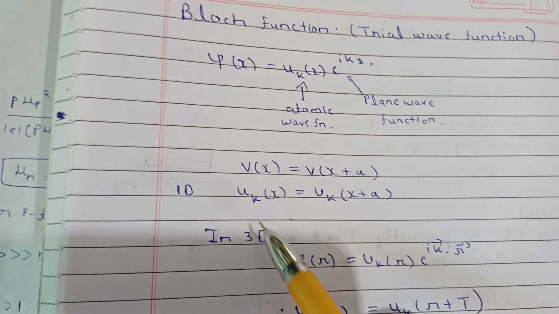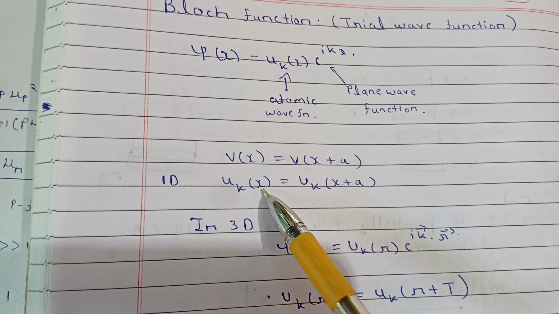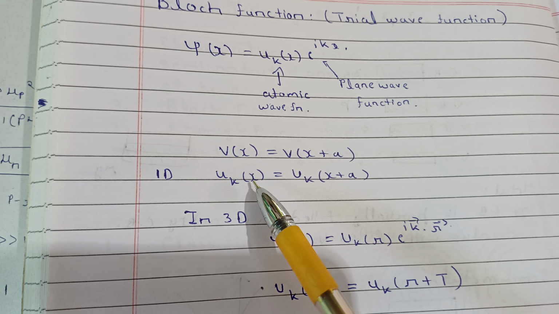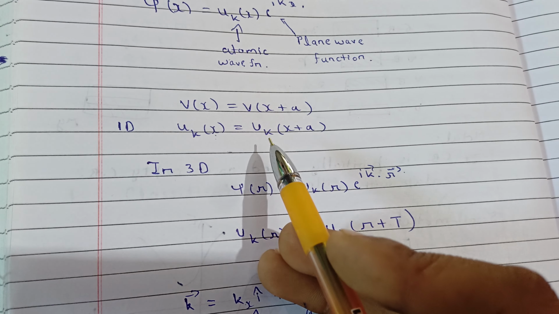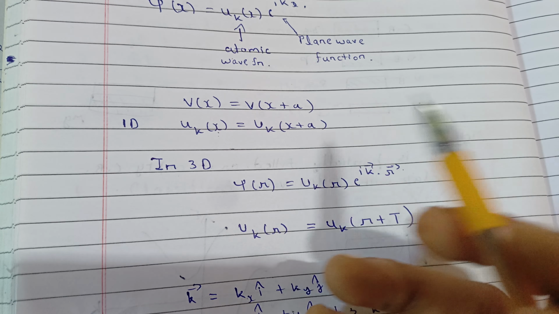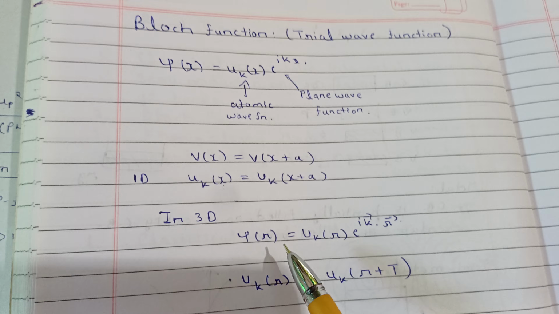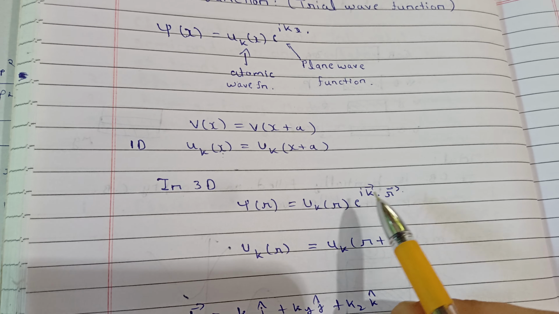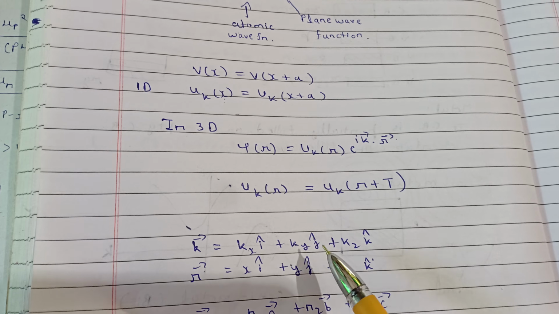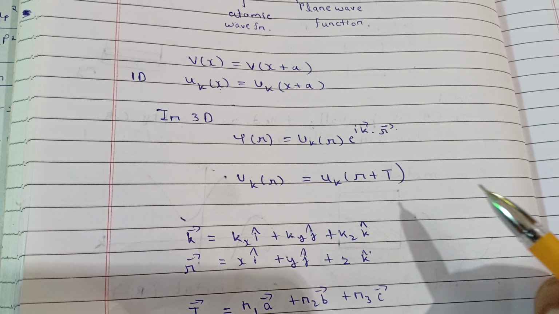So this atomic wave function u(kx) will remain the same. In 1D it will be x plus a, because of the linear distance a. So u(kx) will be equal to u(k, x plus a). But in 3D, it comes out to be psi(r) equal to u(kr) e to the ikr, where k is kx i cap, ky j cap, kz k cap, and r is x, y, z.